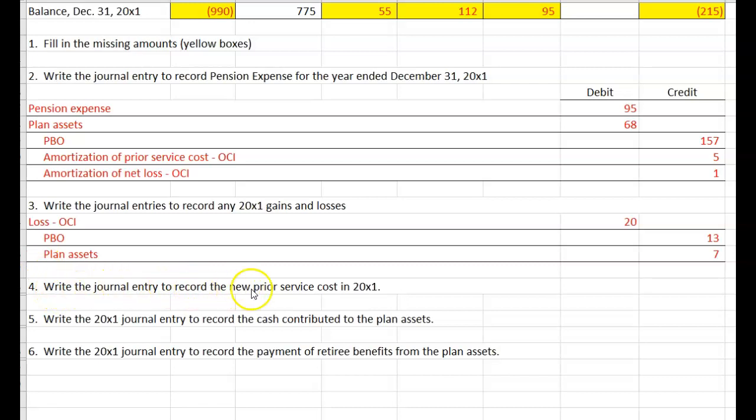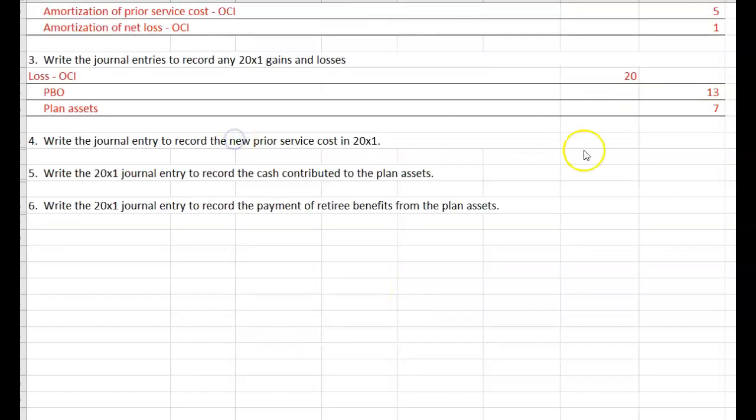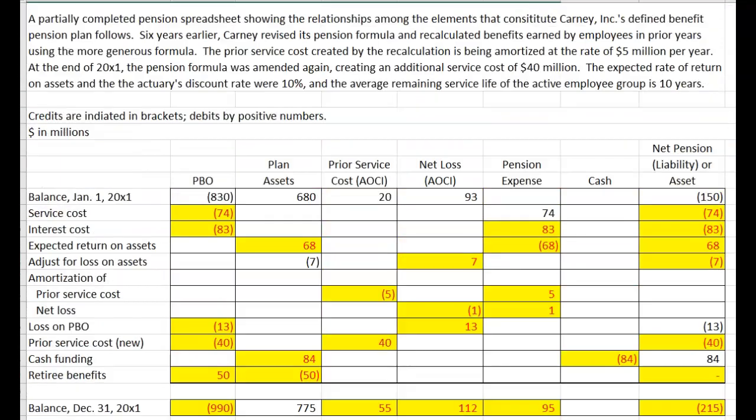Now let's write the journal entry to record the new prior service costs in 20X1. The problem states that the pension formula was amended at the end of 20X1, creating an additional prior service cost of $40 million. And we recorded that as a credit to the PBO and a debit to prior service cost, AOCI. Big hint, you're going to go to prior service cost, but not AOCI, but OCI. So record that journal entry, then start the video again to check your work.